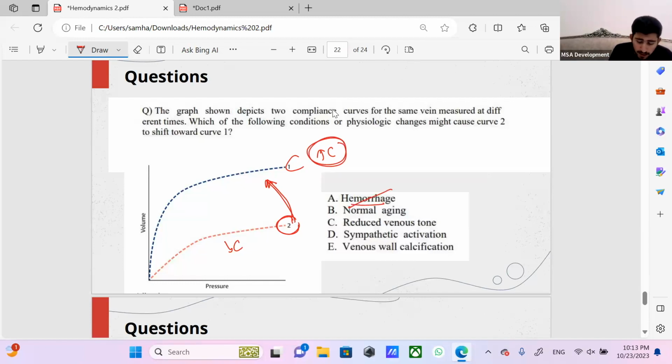Hemorrhage, this is not related. Normal aging will cause calcification, it will decrease the compliance. Reduced venous tone means that we have a vein and we caused vasodilation, not vasoconstriction, reduced. So vasodilation, which means that the vein is relaxing, it's expanding, it increased the compliance. So the answer is C, because we want to increase the compliance, and this is the only choice that increases the compliance.